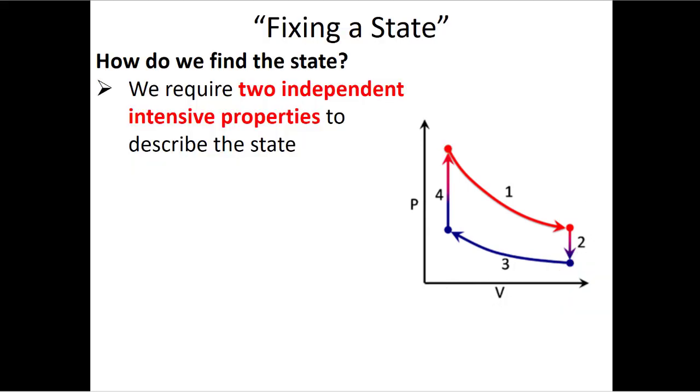So maybe this is a piston cylinder assembly where the piston is receding. So the volume inside the cylinder is getting bigger, the volume is getting bigger, the pressure is getting smaller. So if I can draw this, then maybe I know something about the state.